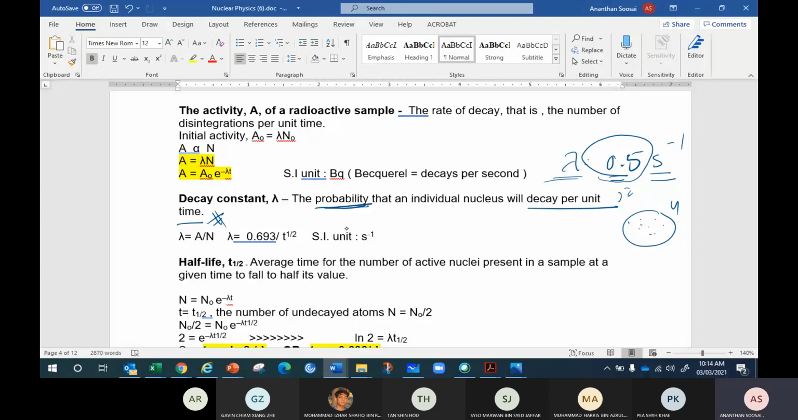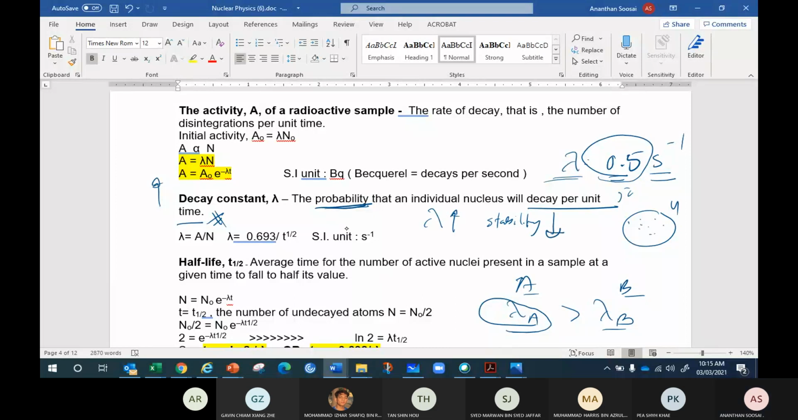So now tell me, you have two substances, A and B. Lambda A greater than lambda B. Okay, which substance more unstable? A or B? Lambda A is greater than lambda B. Which substance more unstable? Should be A. The greater the lambda, the decay constant, the more unstable the element. Okay, because the probability to decay at any time is very high. It means it's going to disintegrate very fast. So put in your mind, when the lambda is high, the stability becomes poorer. So its half-life also going to get short.